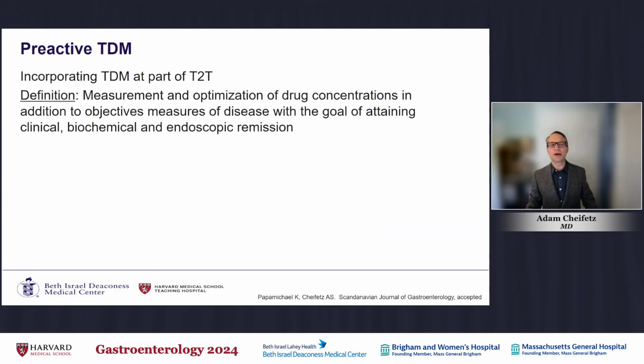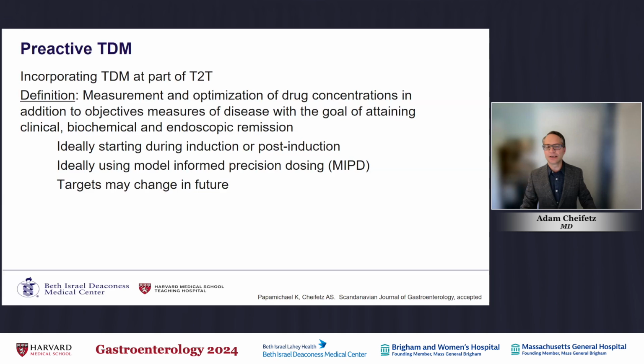The definition here is measurement and optimization of drug concentrations in addition to utilizing objective measures of disease activity with the goal of attaining clinical, biochemical, and endoscopic remission. This is ideally starting during induction or post-induction, ideally using model-informed precision dosing or a PK dashboard. And I think targets may change in the future, particularly considering transmural healing in patients with Crohn's disease.